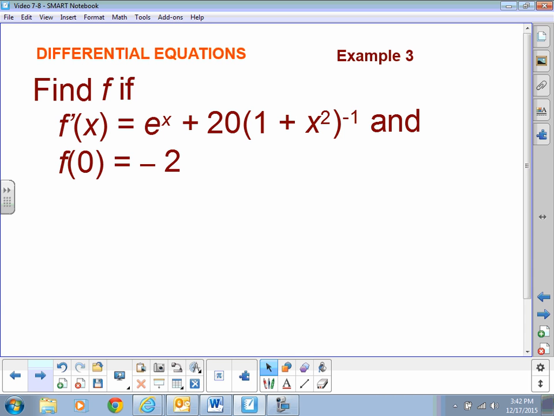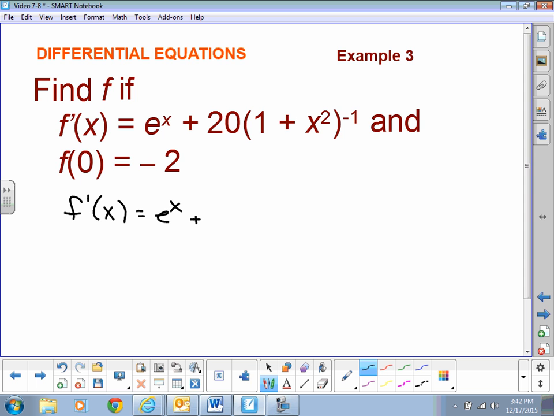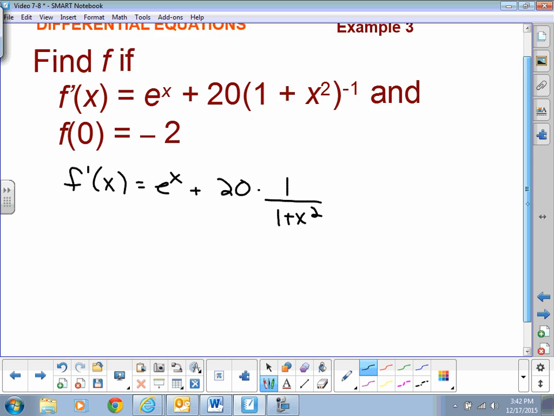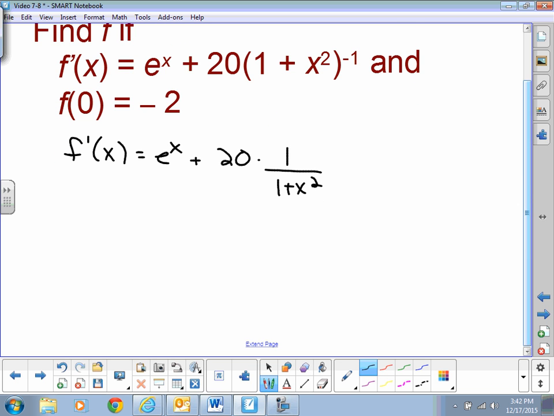Now, in order to find what that C is, we need to know some piece of additional information so that we can actually determine a specific value for it. So in this example here, we have that our derivative, f prime of x, is equal to e to the x plus, I'm going to write this as 20 times 1 over 1 plus x squared. And the reason I'm doing that is because hopefully that then looks a little more familiar.